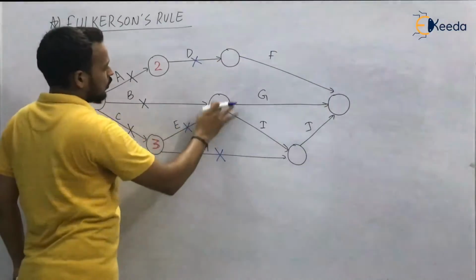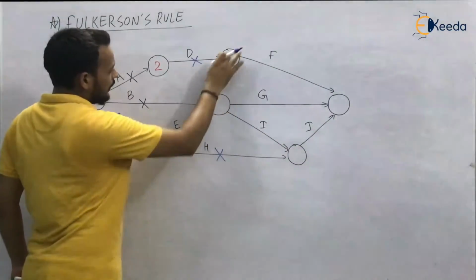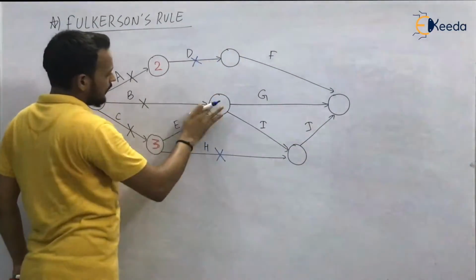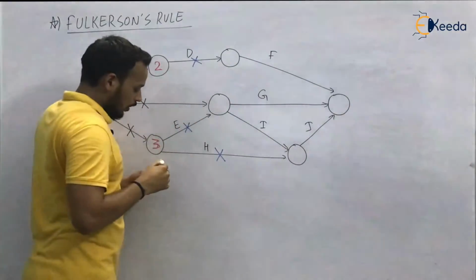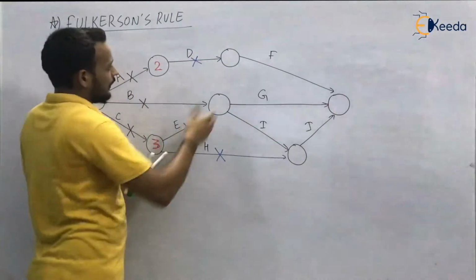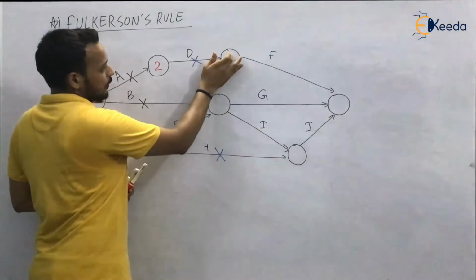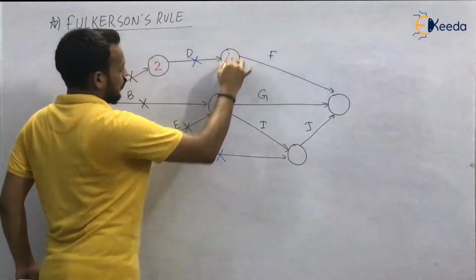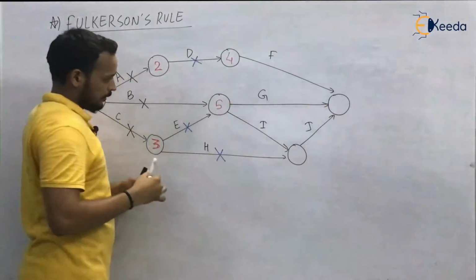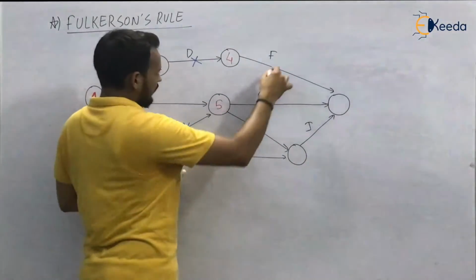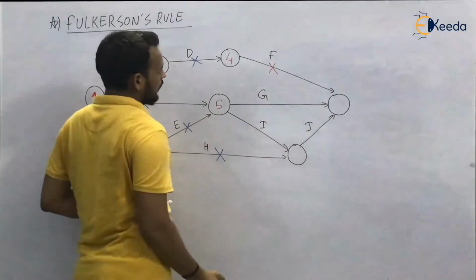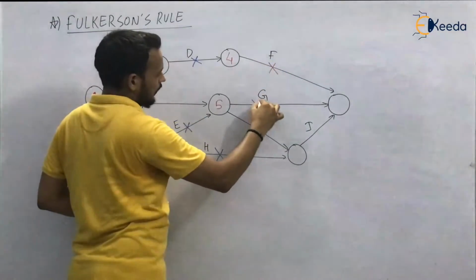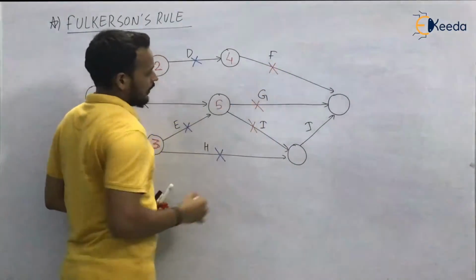Look at these two. They do not have any incoming activities because all the incoming activities have been cut down. And it is present at the top, so it should be numbered with a lower digit. So name it number 4 and name this one number 5. Now cut all those activities which are emerging from the named ones. Cut activity F, cut activity G and cut activity I.